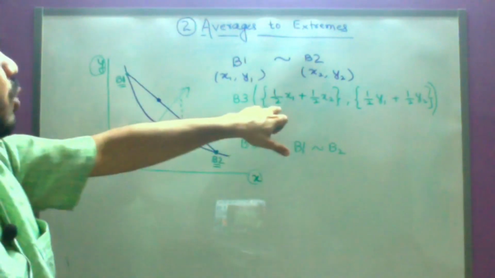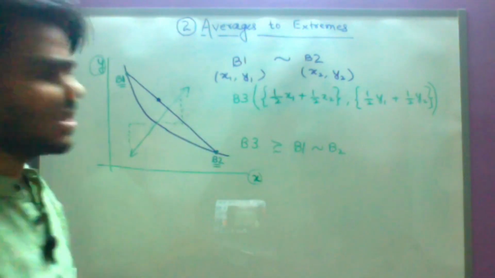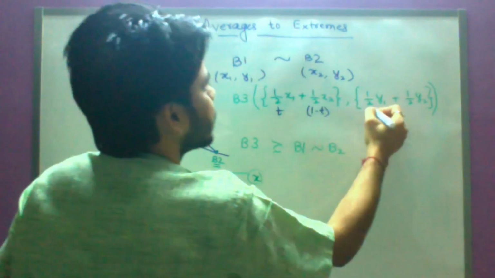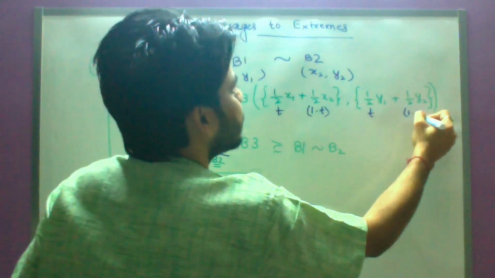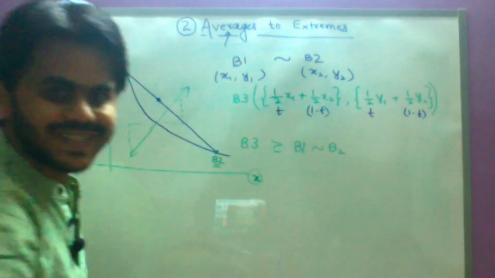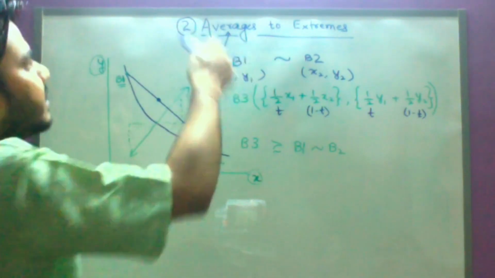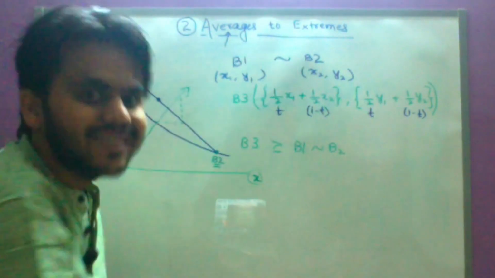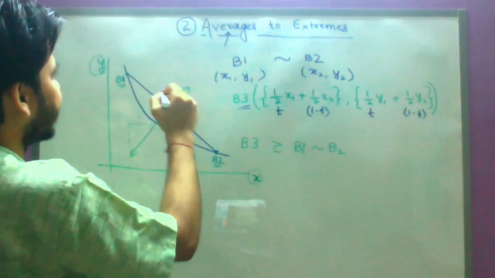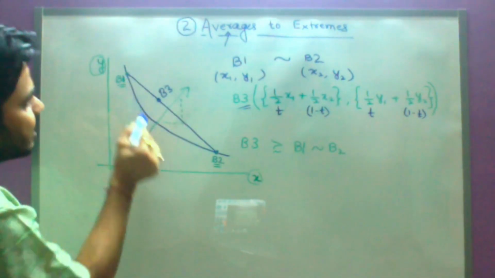Now the thing is, over here I have given half, but it's not really necessary. I could have given it small t, 1 minus t, because over here averages does not mean equal weights, it is weighted average. So I could also modify this to say weighted averages is preferred to extremes, right? So this guy over here is your B3. Let me write B3. So B3, you can see, is above this indifference curve.